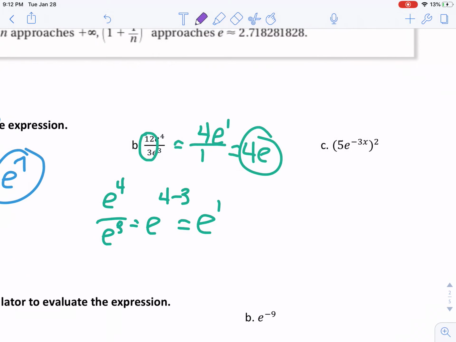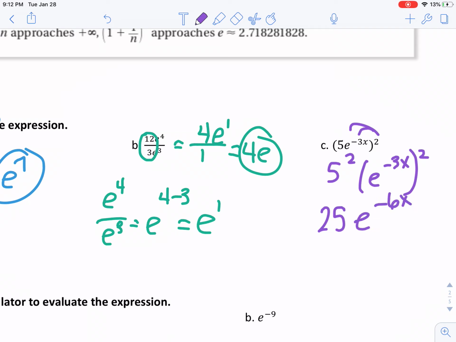Last example, we have 5e to the negative 3x, squared. When you have a power outside, you have to distribute it in. So that gives me 5 squared, and then e to the negative 3x, squared. Well, 5 squared is 25, and then this is going to give me e to the negative 6x.